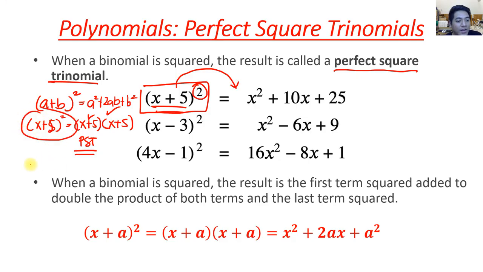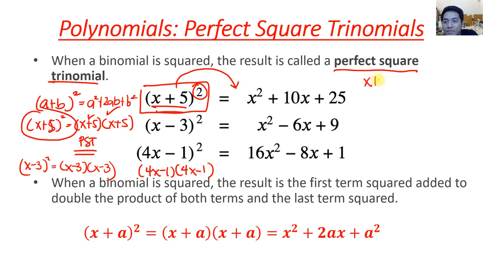You have x minus 3 squared, that is still x minus 3 times x minus 3, that is an example of a perfect square trinomial. And we also have 4x minus 1, so that is 4x minus 1 times 4x minus 1. So exactly the same two binomials being multiplied to each other forms what we call a perfect square trinomial. Okay? And you can still use the FOIL method to get the result.